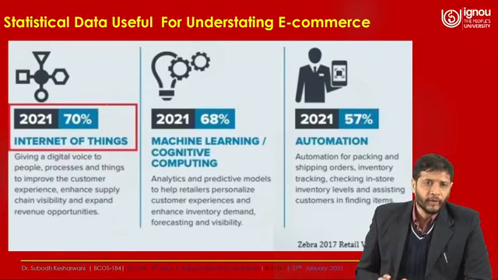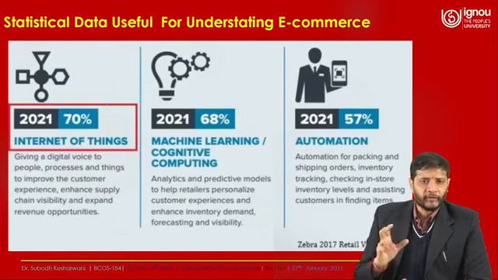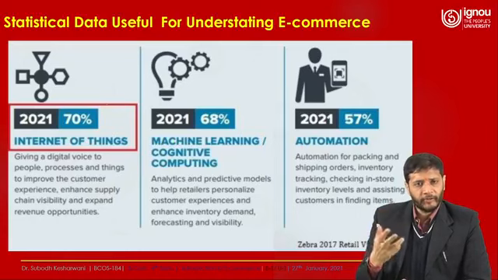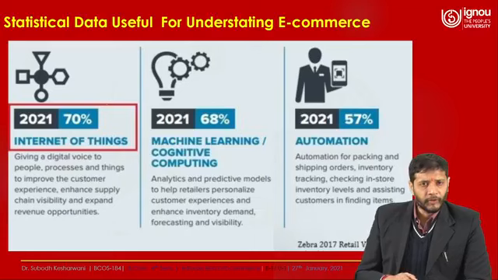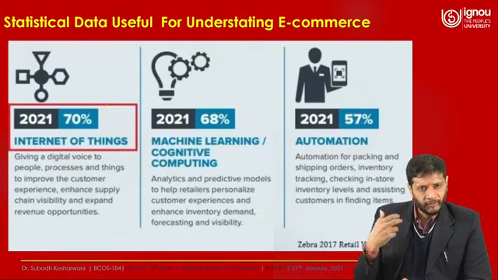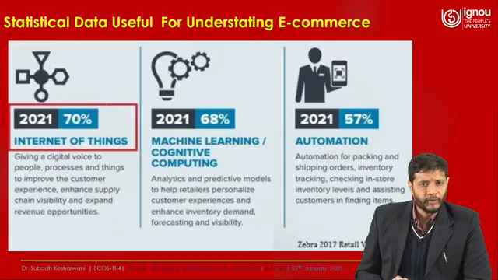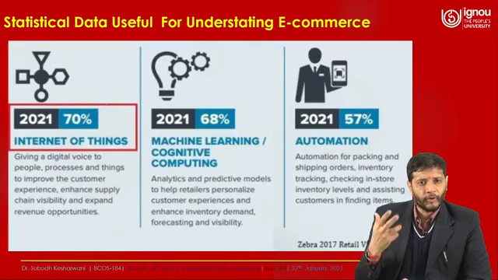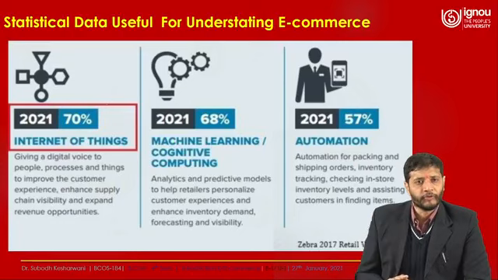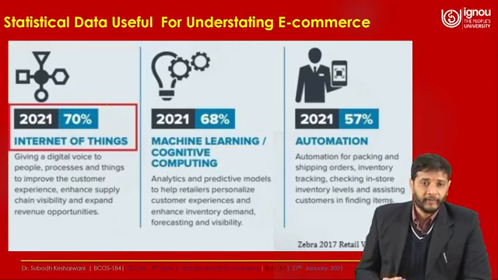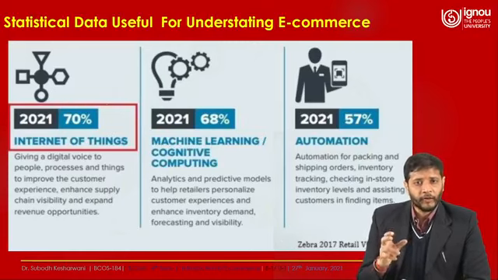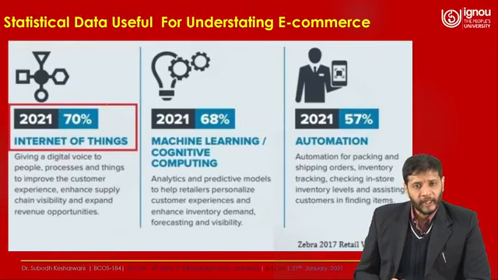If you talk about 2021, the Internet of Things is there, and without the internet, without technology, without the net, you are not going to do e-commerce. It's a basic ingredient and very important content. This gives a digital voice to people, process, and things to improve consumer experience, enhance supply chain visibility, and expand revenue opportunities. And with machine learning or cognitive computing, analytics and predictive modeling have come up, where we visualize and analyze what the product could look like in future.